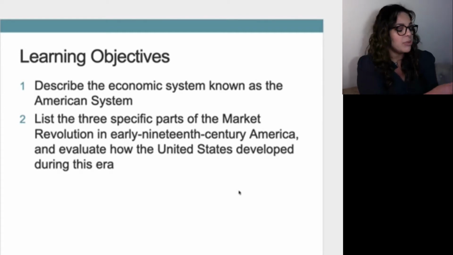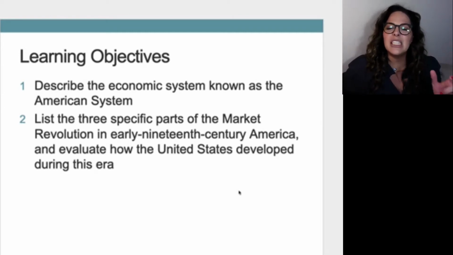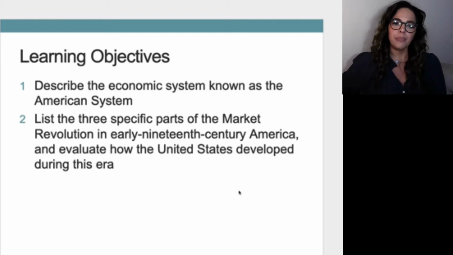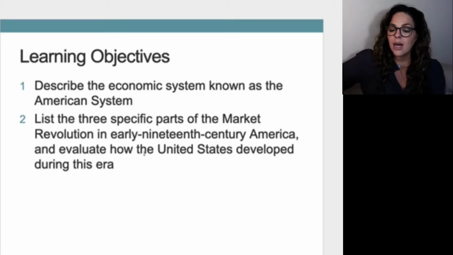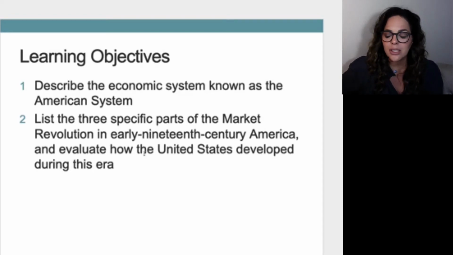But in this video, I'm going to be going over the specific details that are going to be on the test. Okay. So our objectives today are to describe what the economic system known as the American system was. How did it work? Who were its big cheerleaders, people that promoted it, people that wanted the government to invest in these internal improvements? We'll talk about all of that. And then also the three specific parts of the market revolution that took place during the early 19th century in the United States, okay? And so we'll talk about how the U.S. developed industrially, economically, as well as the cities, all of that during this time.